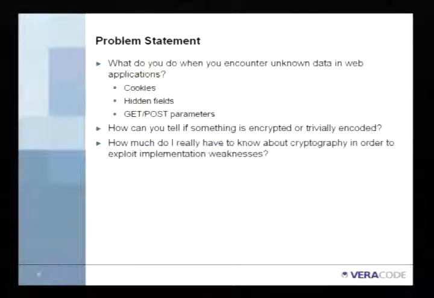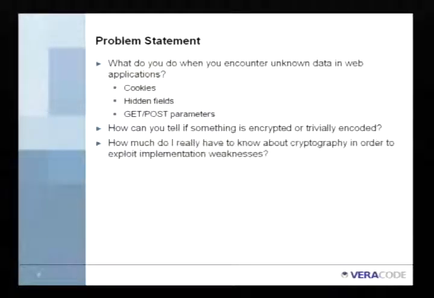So the problem is this. What do you do when you're doing a web application pen test and you encounter unknown data? That can be any number of things. It can be a cookie that gets issued by the application. It can be hidden fields or GET/POST parameters that get sent back and forth between the browser and the application server. Sometimes these things are very transparent.